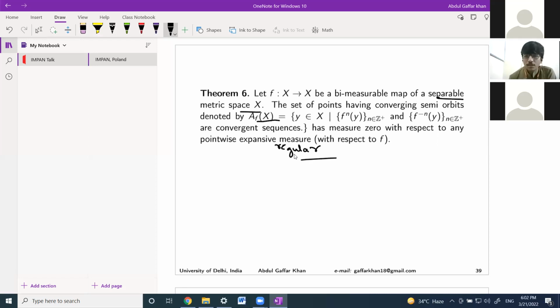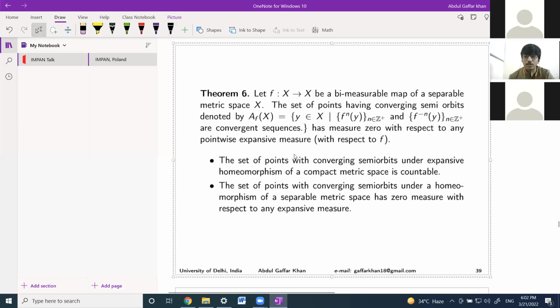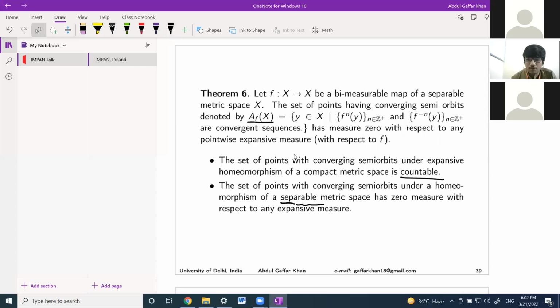The key ingredient to establish this result is Lusin's theorem. So basically, we have established that the set of all points having converging semi-orbits must have measure 0. This improves the following results: the set of points having converging semi-orbits for an expansive homeomorphism is countable. So if you take f to be an expansive homeomorphism, A_f(x) is countable. It was also proved by Morales and Sevant that if the space is a separable metric space and the measure is expansive, then A_f(x) has measure 0.